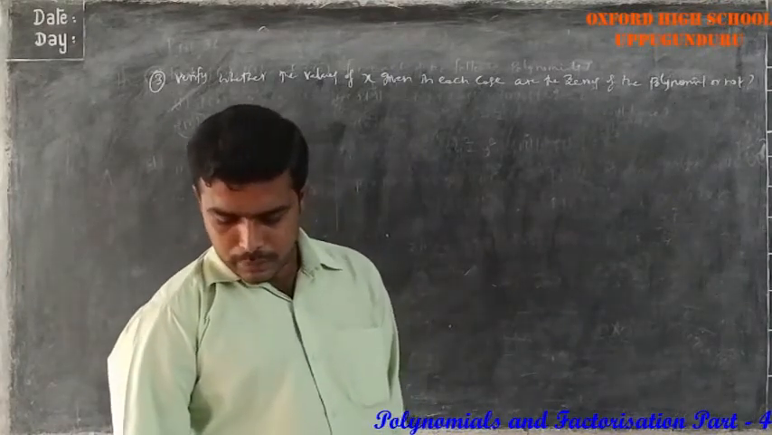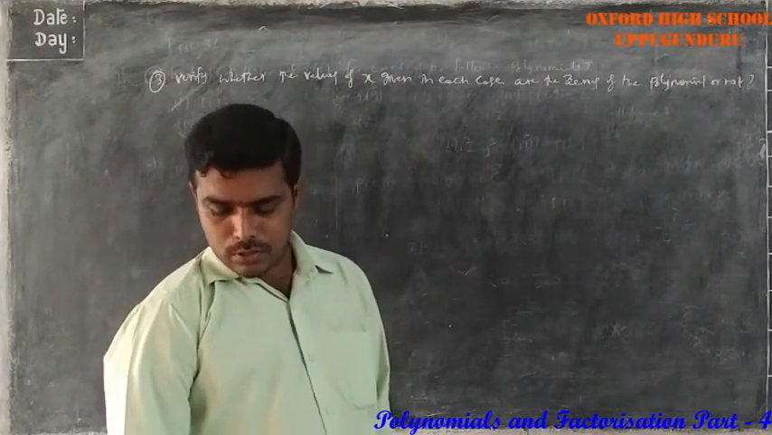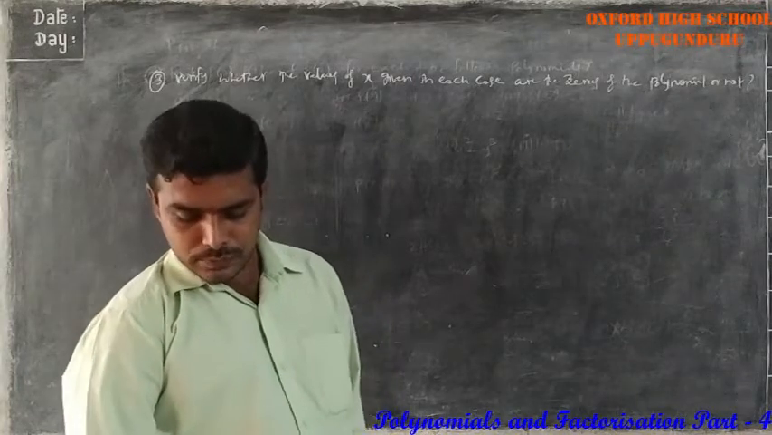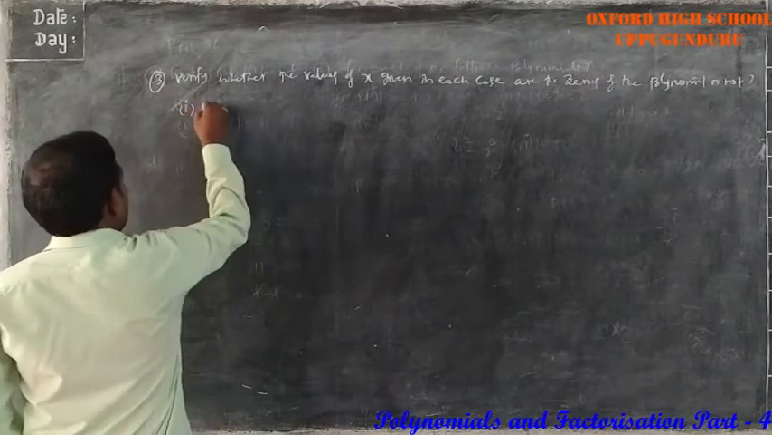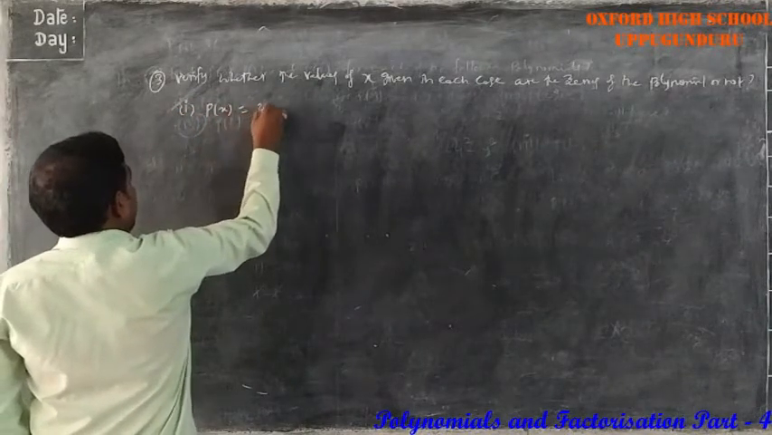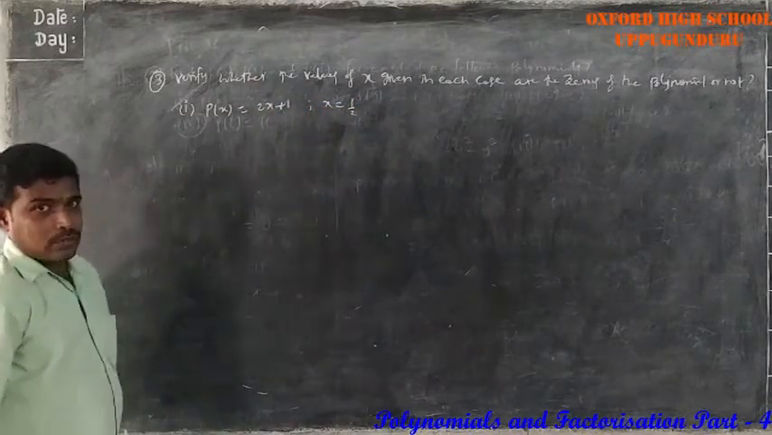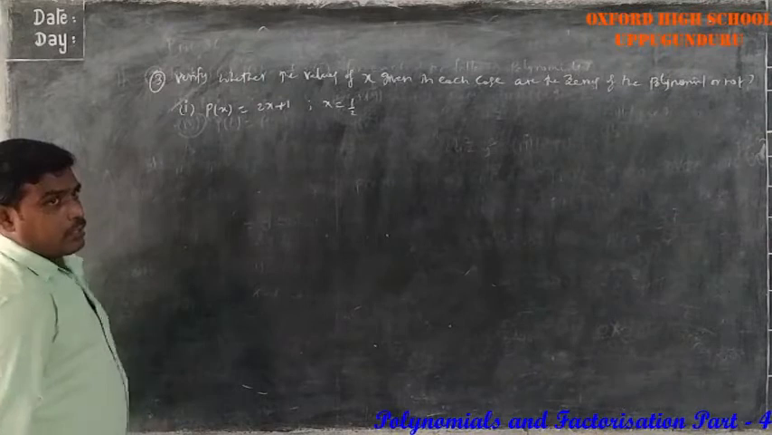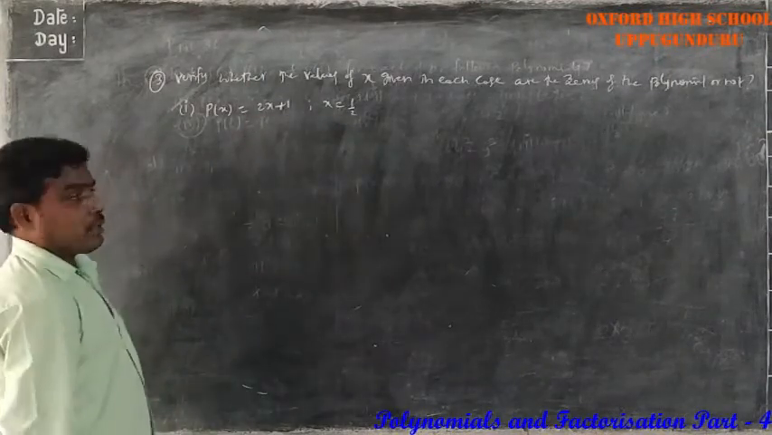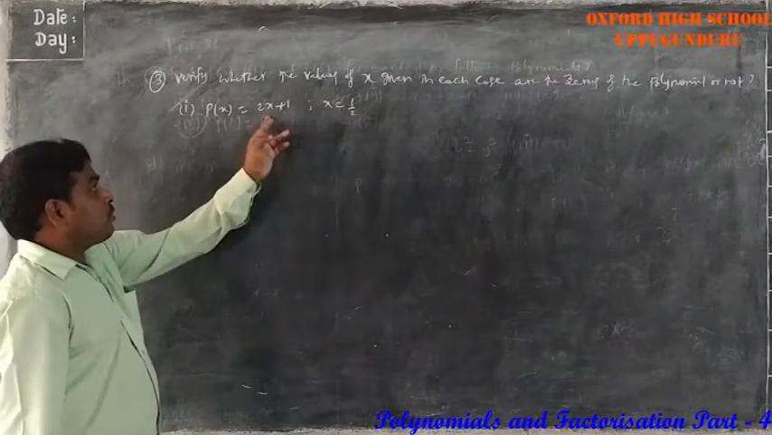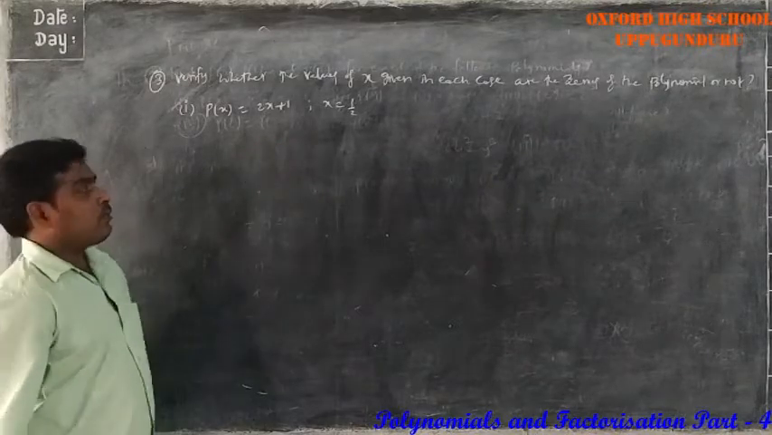Here also you have 8 problems. I'll tell you 4 problems. Remaining 4 problems you have to do. So first one, p of x equal to 2x plus 1, x equal to 1 by 2. So you have to check whether x equal to 1 by 2 is the zero of this polynomial or not. So for that, in place of x you have to substitute 1 by 2. If this value becomes 0, then that is a zero of the given polynomial.